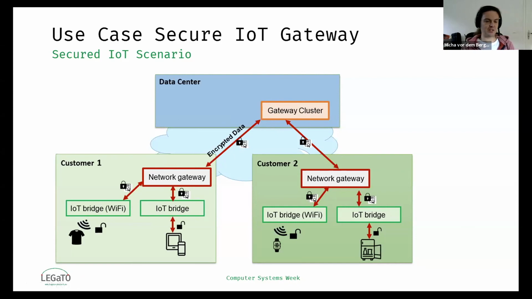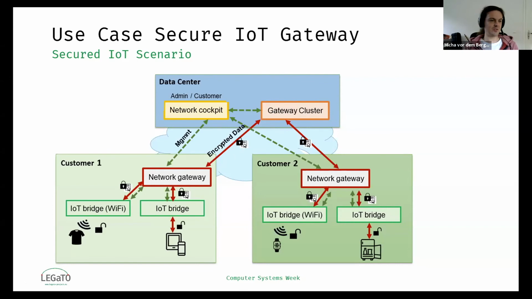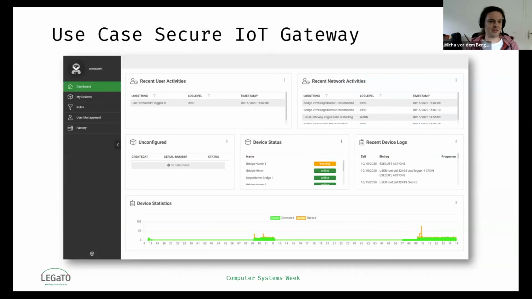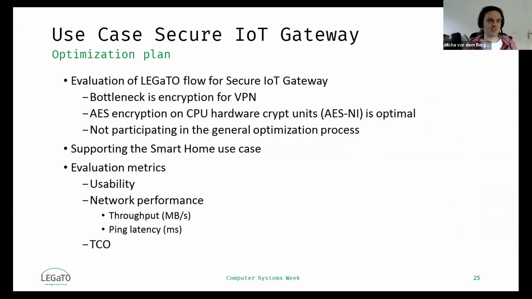But as this is quite complex to set up, we also developed a network cockpit to do all the management stuff for you. This looks like this. This is just one of the screenshots of our network cockpit. It features quite a lot of interesting things, having some device statistics and really doing these complete management mechanisms for you, whether you, for example, want to allow different IoT devices to communicate between each other or not, and many other things. This is then used in the LEGaTO project to support the smart home use case.